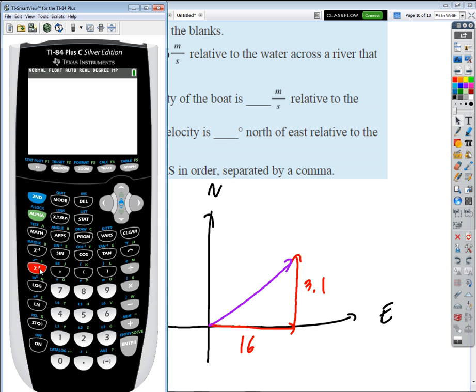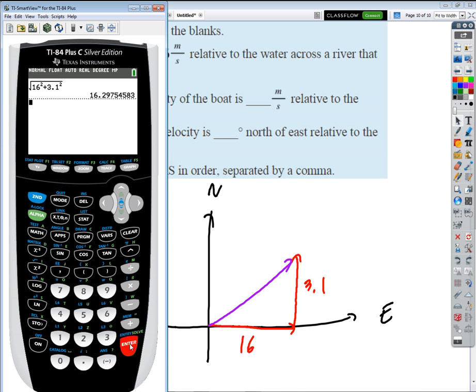So square root of 16 squared plus, oh, I see, 3.1 squared, right? Okay, does anybody have any questions about that? No. Right? Okay.